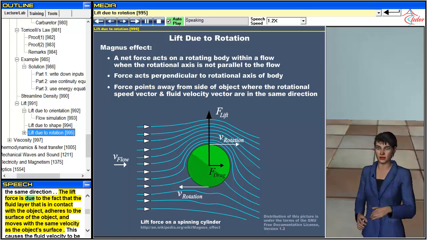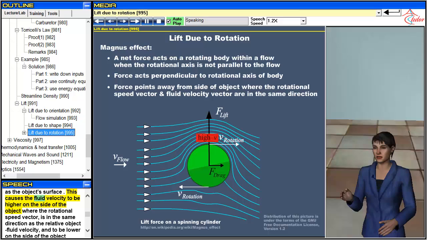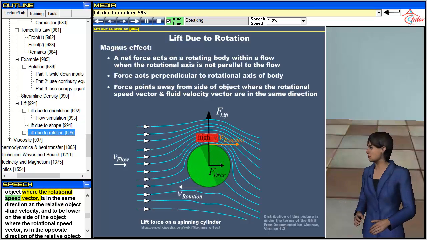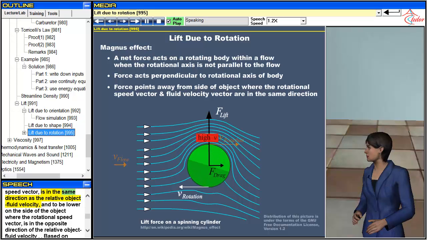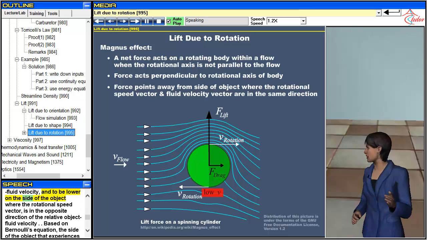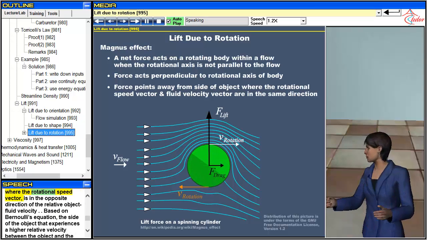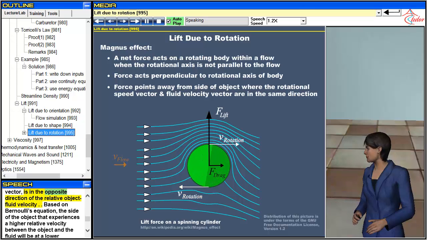The lift force is due to the fact that the fluid layer that is in contact with the object adheres to the surface of the object, and moves with the same velocity as the object's surface. This causes the fluid velocity to be higher on the side of the object where the rotational speed vector is in the same direction as the relative object fluid velocity, and to be lower on the side of the object where the rotational speed vector is in the opposite direction of the relative object fluid velocity.